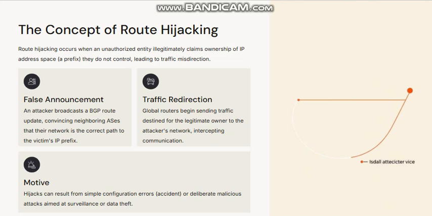So, what is the concept of route hijacking? Route hijacking happens when a network announces an IP address that it doesn't actually own. The attacker sends a false BGP announcement that claims they have the best path to a victim's prefix IP address. This can happen accidentally through misconfiguration or intentionally for spying, data theft, or disruption. Through route hijacking, the actual path is converted to the attacker's path.